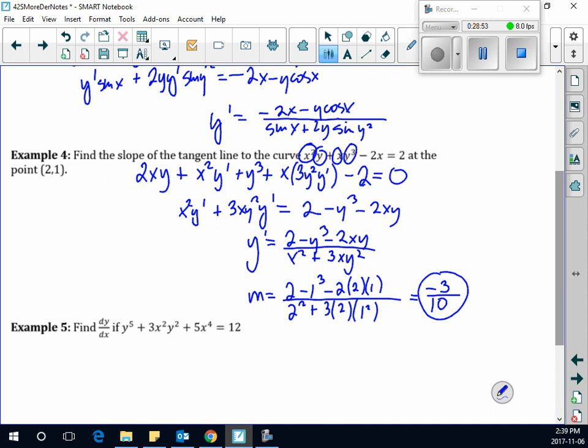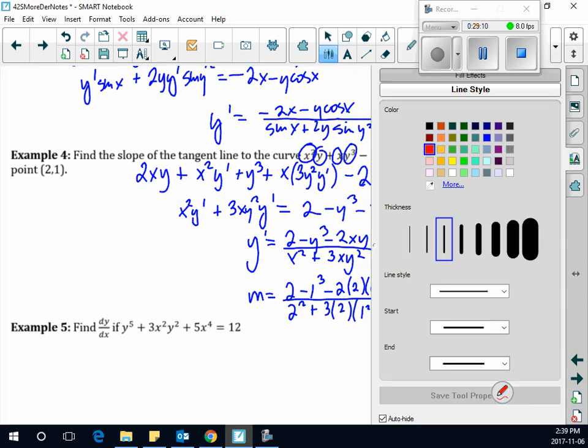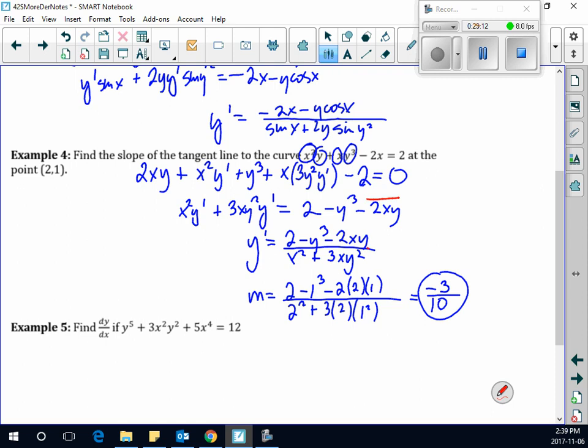Everybody did that. I want to show you a time saver. If this is a multiple choice, they're not going to have any of this in here. Does everybody see? They're only going to have the slopes left. So I'll show you the time saver. At this point here, after I found this, does everybody see? I could have plugged the x and the y right in there instead of solving for y prime first. It might have been easier.